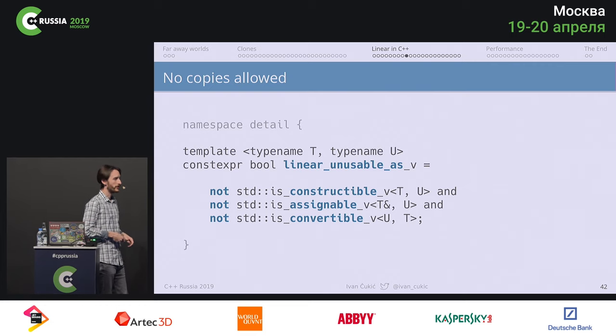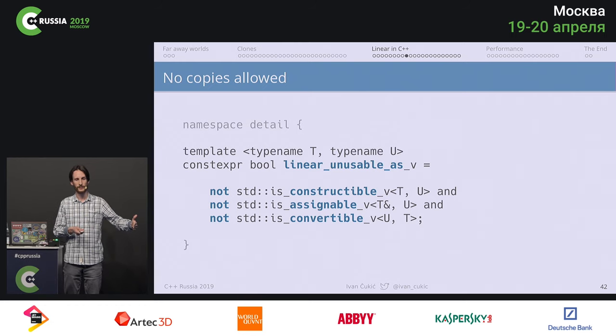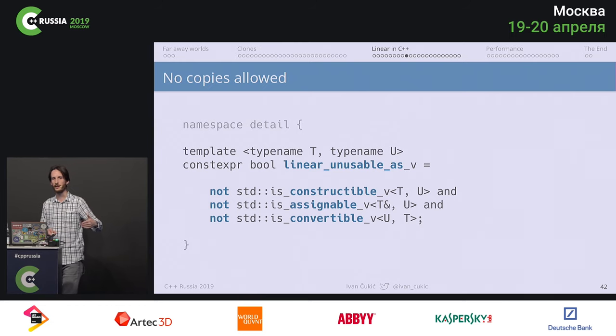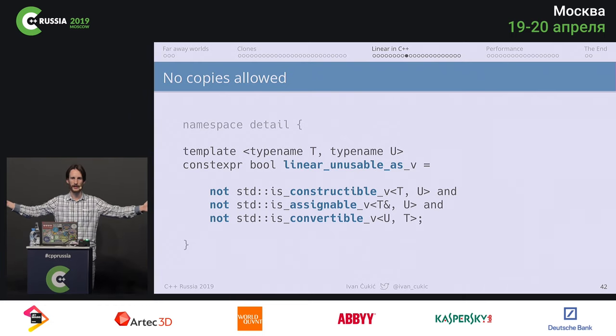In this situation, we don't care about exceptions. We want to forbid any type of copying, regardless of whether an exception can be thrown or not. So that's what I mean about the black and white and everything in the middle. Okay?